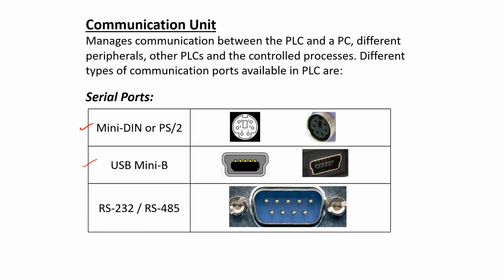Using this sort of port also, we can establish connection between the PLC and the computer. So you are also familiar with USB mini B type of ports. The earlier mobile chargers used to contain this sort of ports. Then other serial ports could be there, the RS-232 or RS-485. So among these three serial ports, this is the oldest.